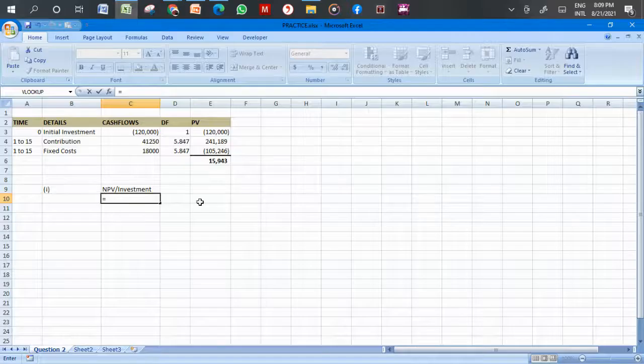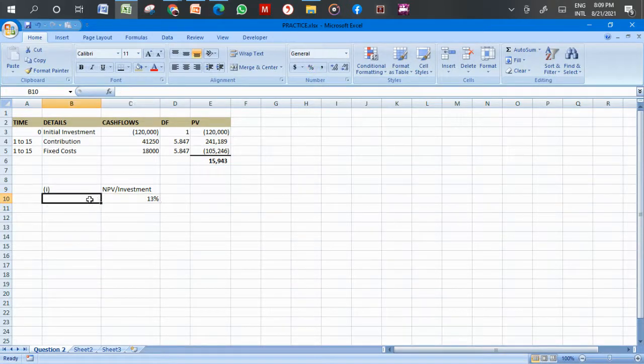So here we are talking about the initial investment. It's 15,000 divided by our initial investment, which is 120,000. So we can only allow the initial investment to increase by 13% before the project is undesirable. So this one will be a plus. So we are saying it's a plus.